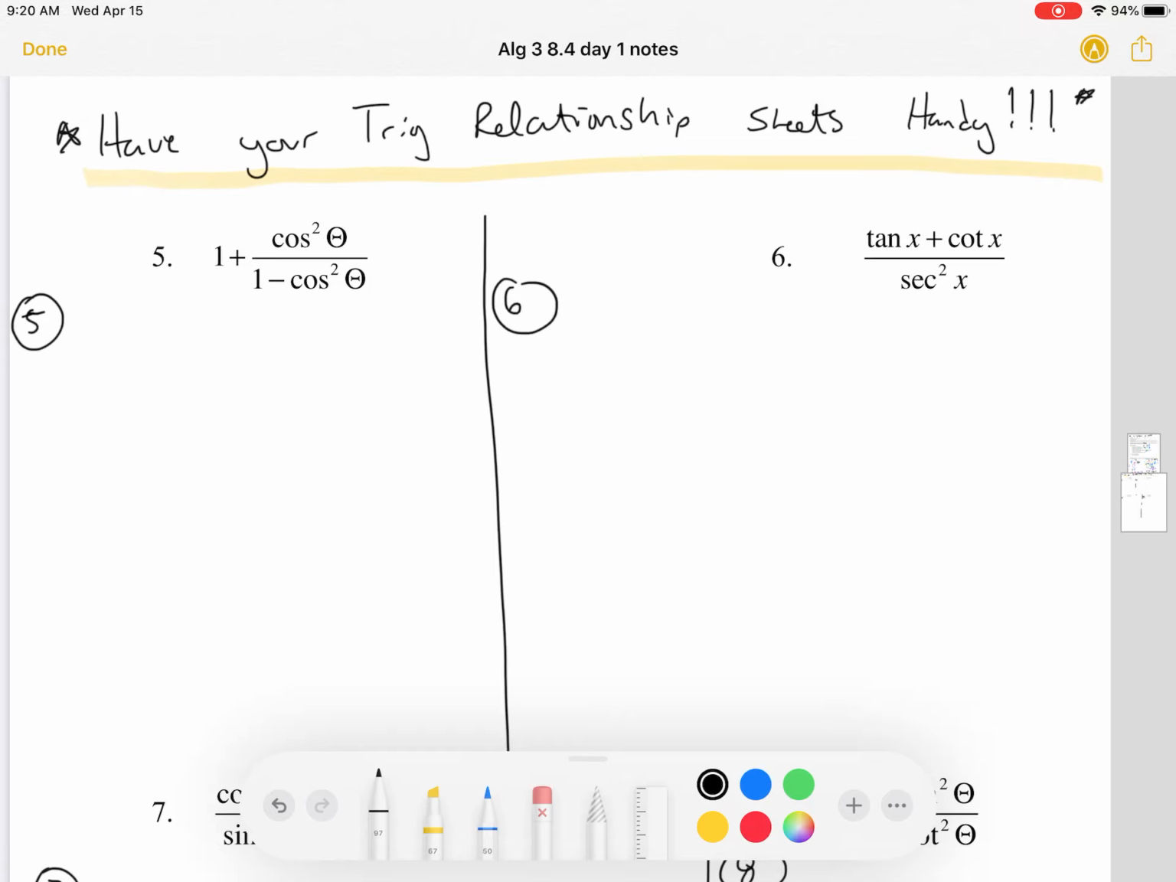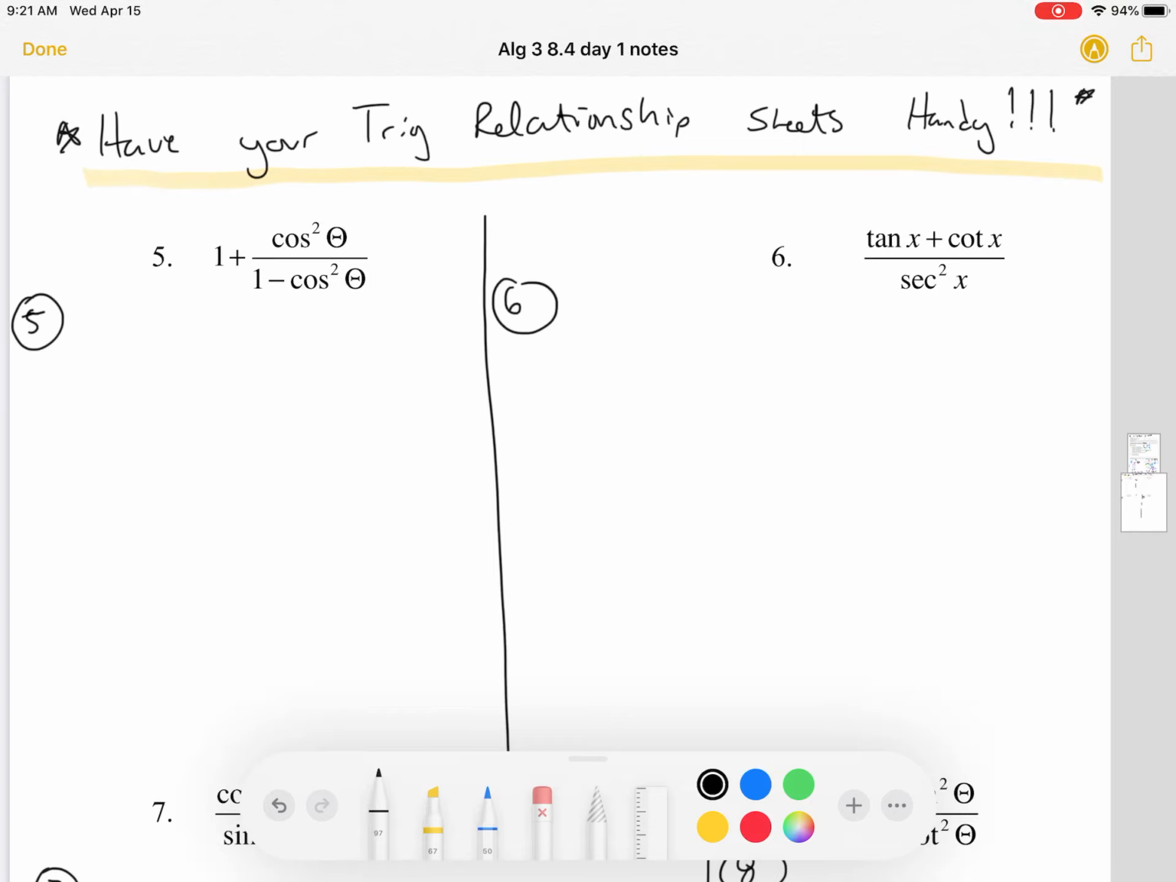Okay, today we only have 4 problems to go through. It's the exact same thing as yesterday, but it's kind of like yesterday on steroids. Now we're on to the more difficult ones of rewriting these trig relationships and trig functions. Okay, so on to number 5.